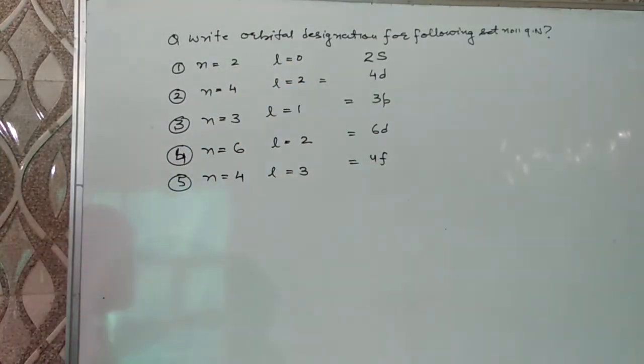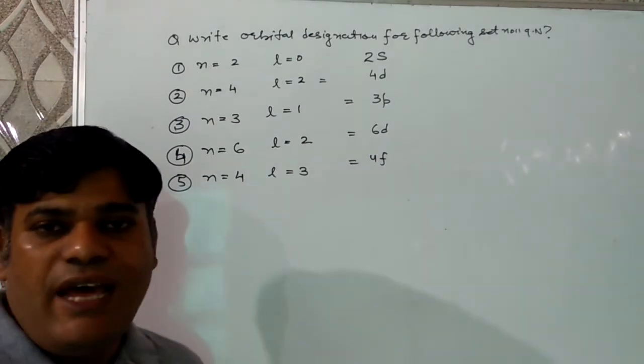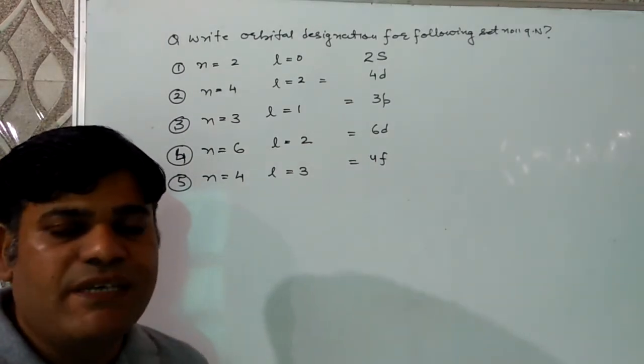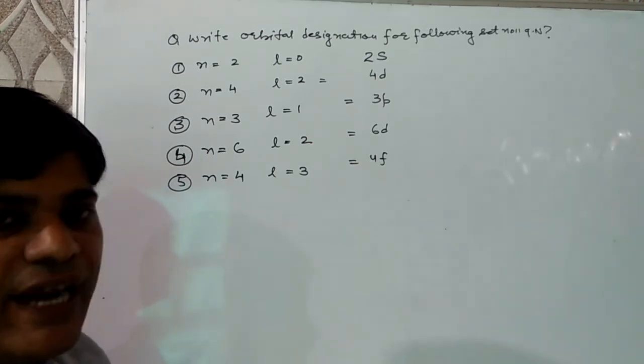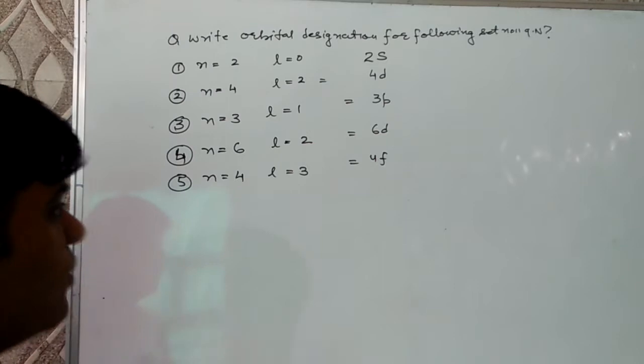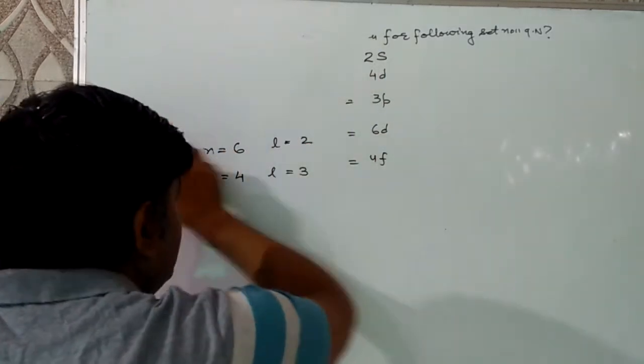If the value of l is 0, then the s subshell. If the value of l is 1, then it will be the p subshell. If 2, d; 3, f; and 4, g, which is a hypothetical subshell.